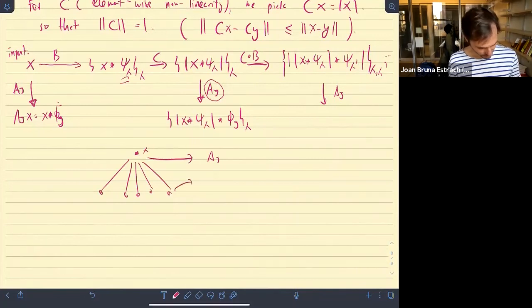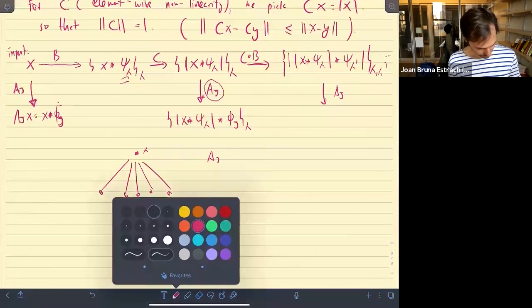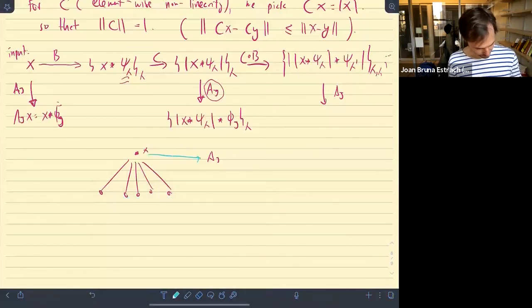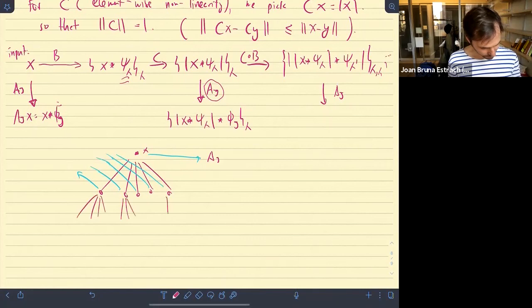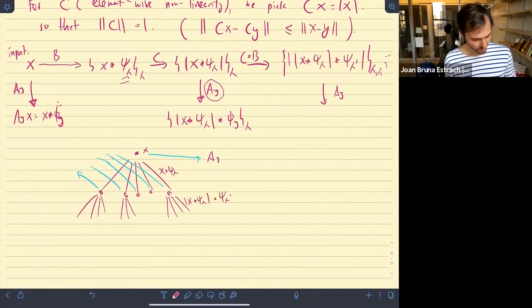Let me just maybe change the color. The blue is the output, and I can extract new wavelets all the time. Okay, so these are basically F convolved with psi lambda, etc. Okay, so that's the scattering.